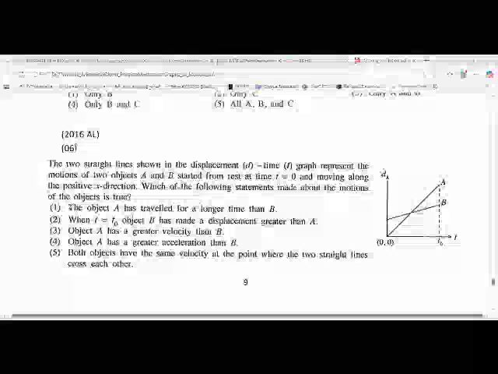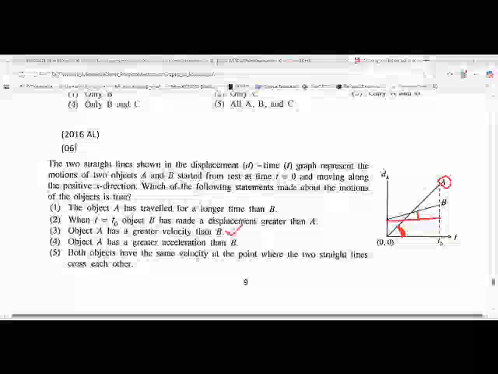Velocity is represented by the gradient. Then you can check the gradient. Here you can draw a horizontal line. Then the velocity of B is represented by this angle, the tan value of this angle. Also the velocity of A is represented by this angle's tan value. Then we can see this angle is larger than B's. Then the velocity of A is greater than B. So object A has a greater velocity than B. It is correct. Okay.